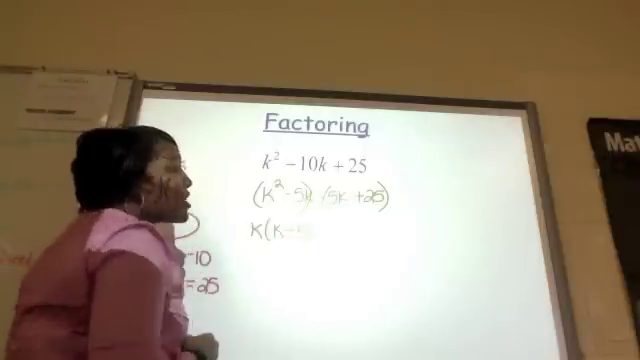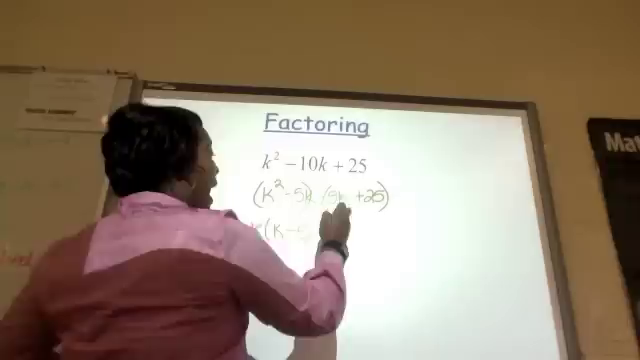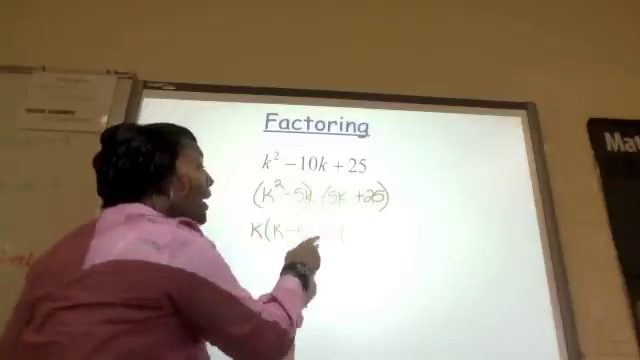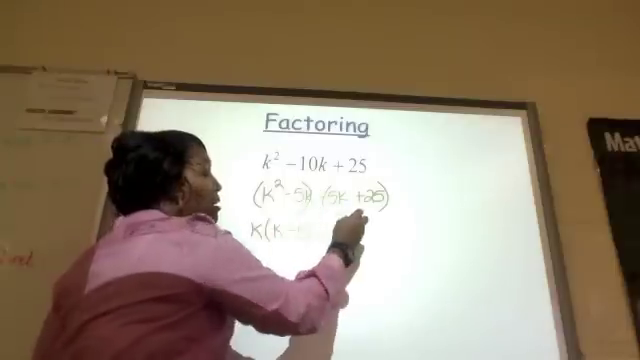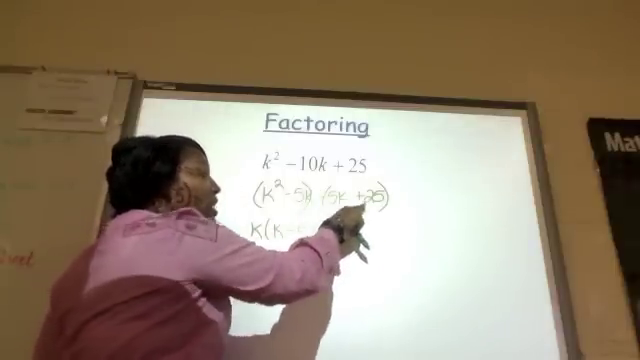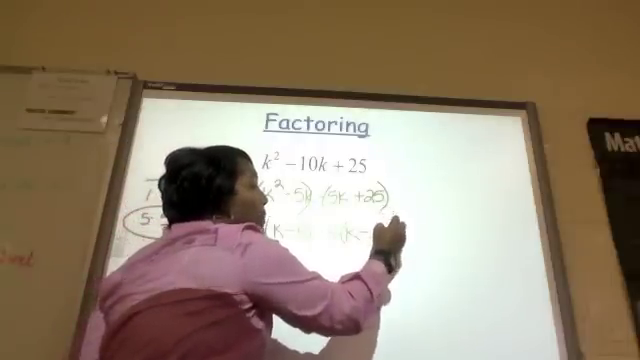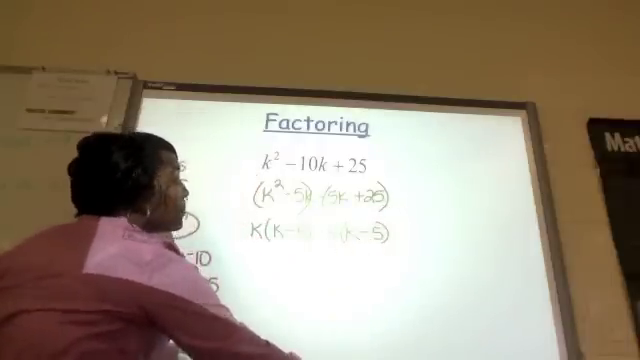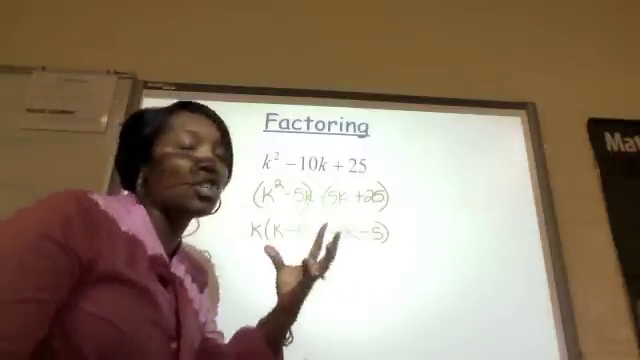Bring down the subtraction sign. My greatest common factor here is 5. What can I do to negative 5 to get negative 5k? Multiply by k. What can I do to negative 5 to get a positive 25? I can multiply it by negative 5. Okay? Now, I want to point out here, again, there's a lot of check systems.